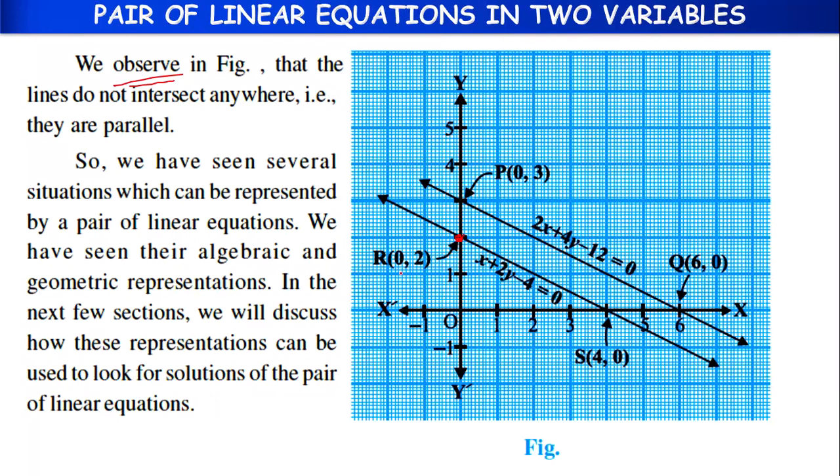0 comma 2 means x value is 0, y value is 2. Means here, this is the 0, 2 point. Next, we have 4, 0. 4, 0 means x value 4, y value 0. Means this point. So, if you join these two points R and S, we will get a line. Next, 0, 3 is another point, P. 6, 0 is another point, Q. If we join these two points, then also we will get a line which is parallel to the previous one.